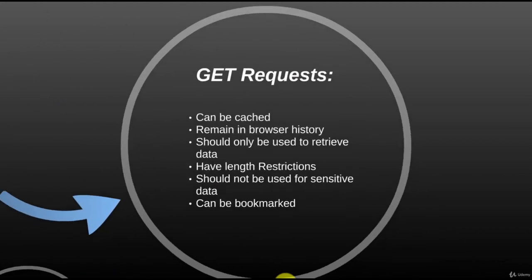Both the post and get method have unique properties that are specific to each one. We'll start with the get method. Get requests can be cached, they remain in the browser history, they should only be used to retrieve data, they have length restrictions, they should never be used when transmitting sensitive data such as passwords, and they can be bookmarked.